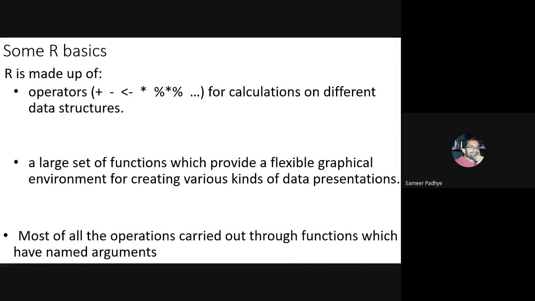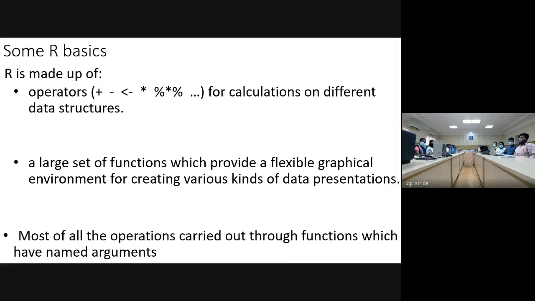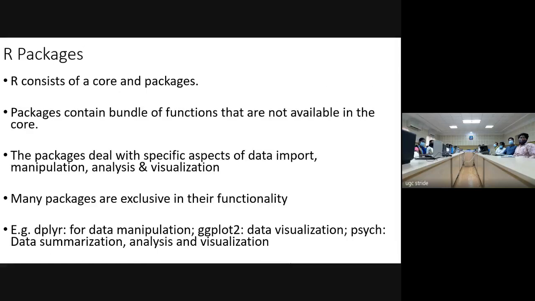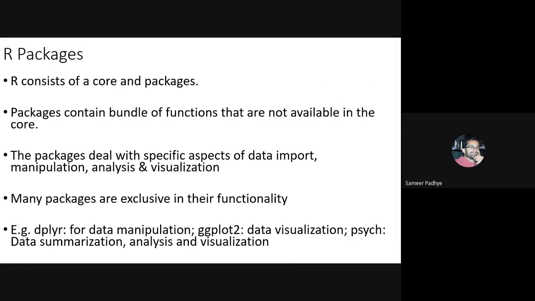Now R is made up of different types of operators, okay? And we'll see some of those operators when we actually carry out the hands-on session. And these operators are used for different types of calculations. Okay, and you carry out these operations using something called as functions. All right. So what these functions are, as I said, is something we'll look at in the next few moments. So first, what are R packages? So R basically consists of core and add-on packages.